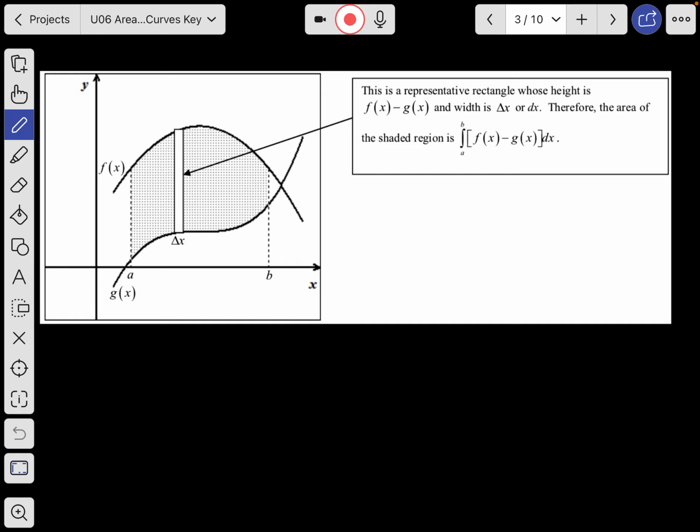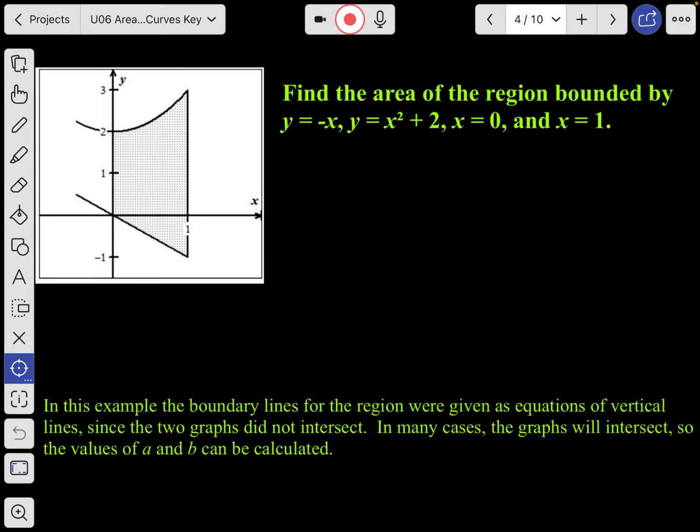So this is a representative rectangle whose height is f of x minus g of x, and the base is delta x, or dx. So the shaded region here is given by the integral from a to b of f of x minus g of x dx, where f of x is above g of x.